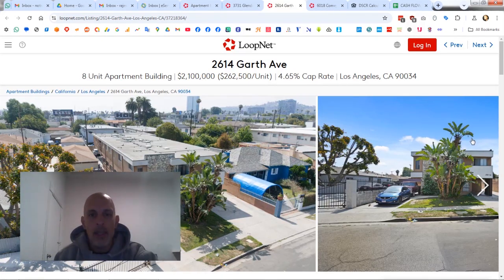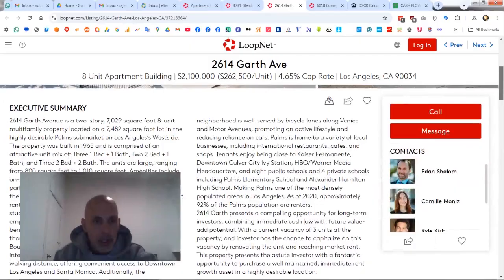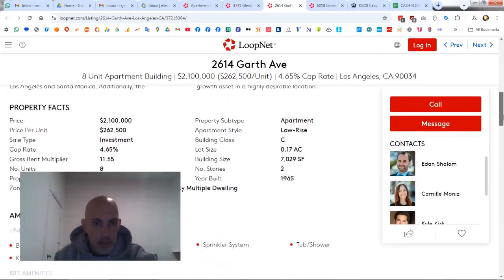I am a DSCR lender based in Los Angeles, and I specialize in 2 to 8 unit multifamily homes. Today we're going to look at 2614 Garth Avenue. It's an 8 unit building for $2.1 million. That's a really good price. So let's see what we have over here as far as gross rents go.